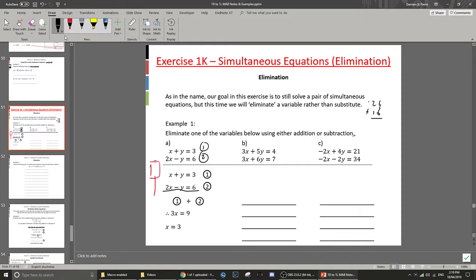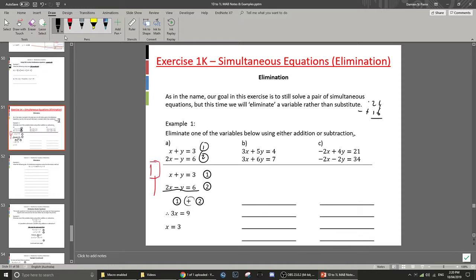It doesn't mean anything changes. We can do it the exact same way, and we can also do subtraction, the exact same way, and you choose to do addition or subtraction by looking at the problems, and you can make an intuitive decision by that. So in this case, we've got x plus y equals 3, 2x minus y equals 6, and they've chosen addition here because we have a plus y and a negative y. If we add those two, the y disappears. x plus 2x gives us 3x, 3 plus 6 gives us 9, and then solve, x equals 3.